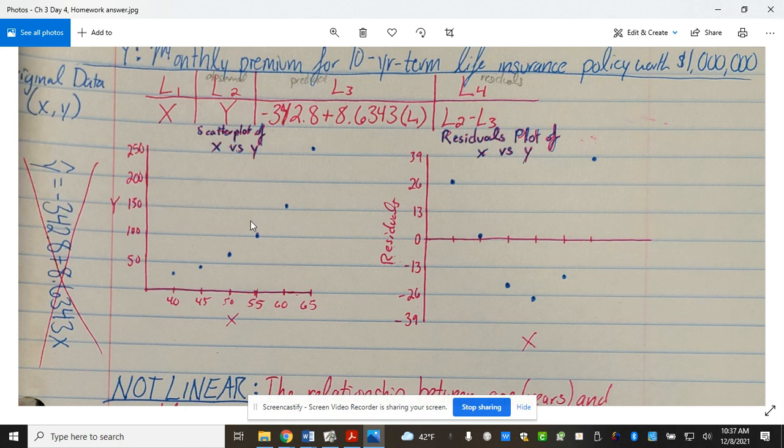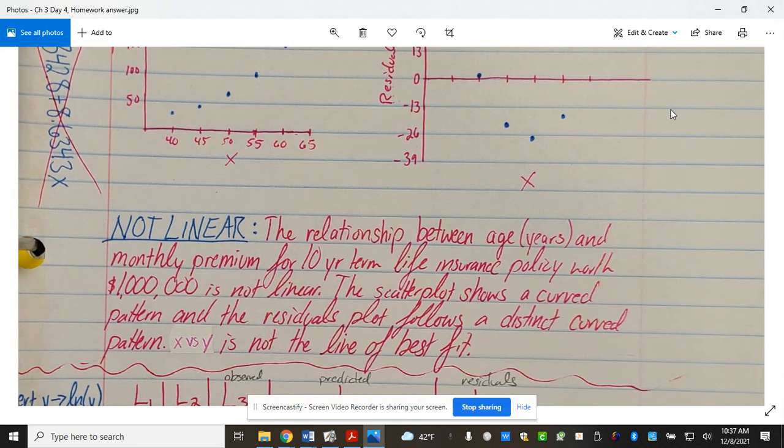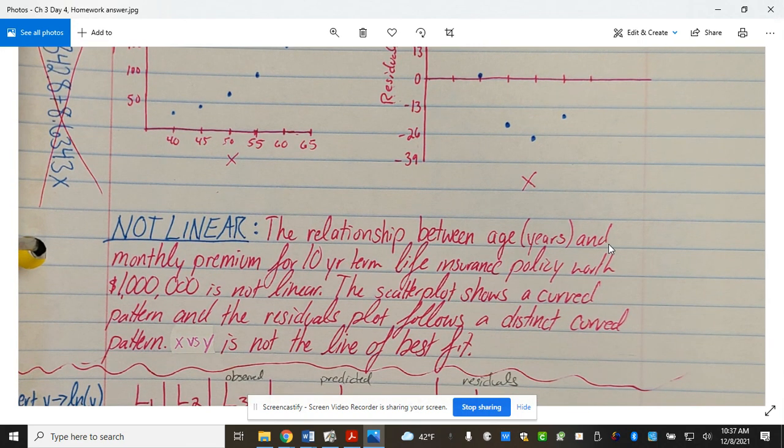At this point, the equation we would have had would have given us Y hat equals negative 342.8 plus 8.6343X. As soon as I write not linear, though, I'll mark that out. So the relationship between, and you could write X and Y there, is not linear. Why is it not? Because the scatter plot shows a curved pattern and the residuals plot follows a distinct curved pattern. So X versus Y is not the line of best fit.